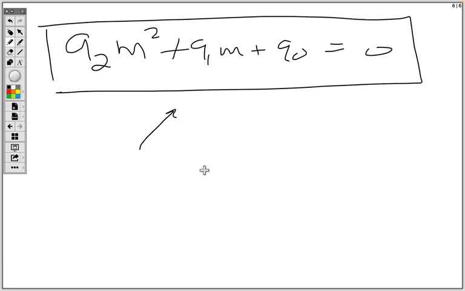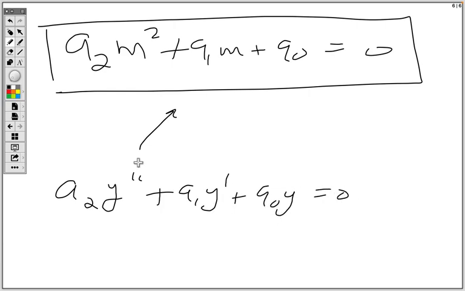This is called the ancillary equation or the auxiliary equation, depending on what book you're using. Basically, we took a second order differential equation and turned it into a second degree algebraic equation. Okay.